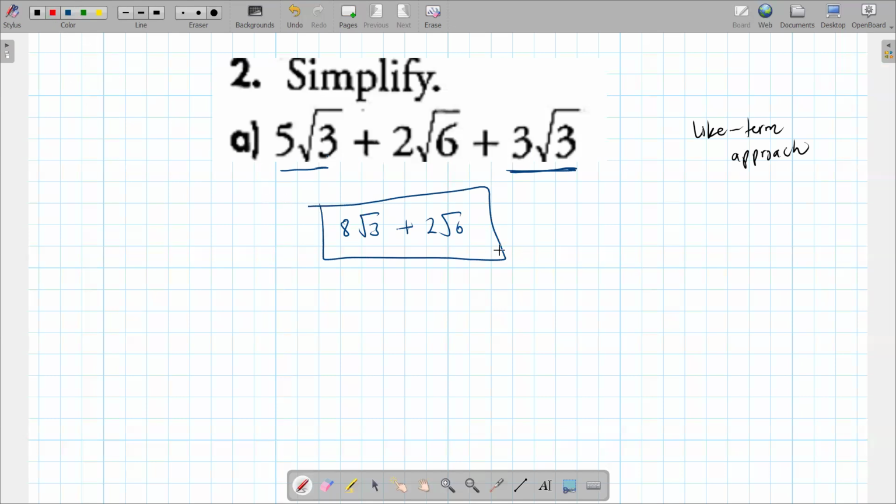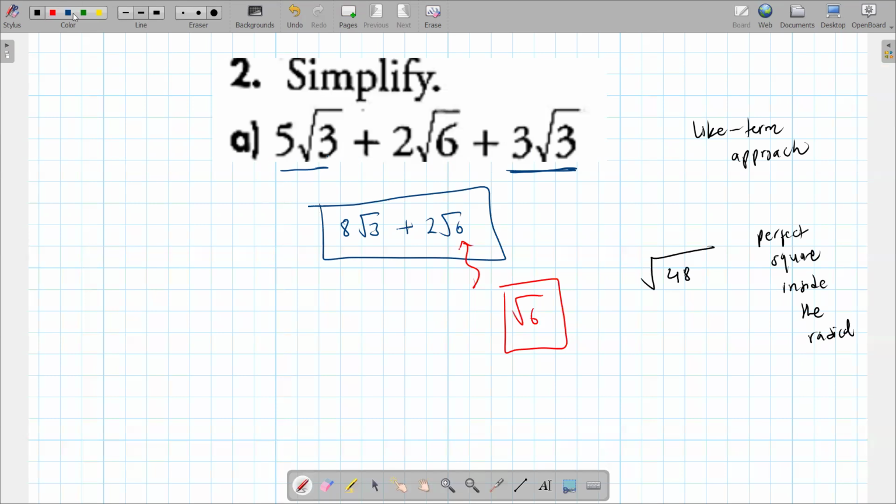Now, why is that the final answer? Because root 6, you can't reduce this radical any further. To be able to reduce a radical, for example, root 48, this one is reducible, this one is not. The way you know whether something is reducible or not is you want to think, can you fit a perfect square in there? Can you fit a perfect square inside the radical? So by perfect squares, I mean 1 squared. Well, 1 squared is 1, so that doesn't really count. But 2 squared, 4. 3 squared, 9. 4 squared, 16. These guys.